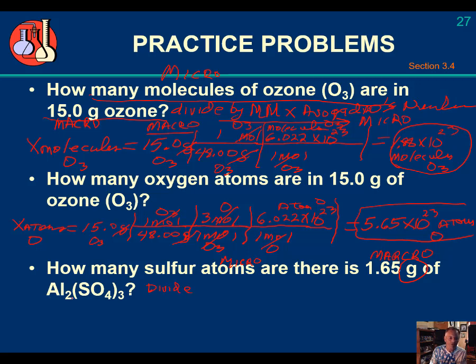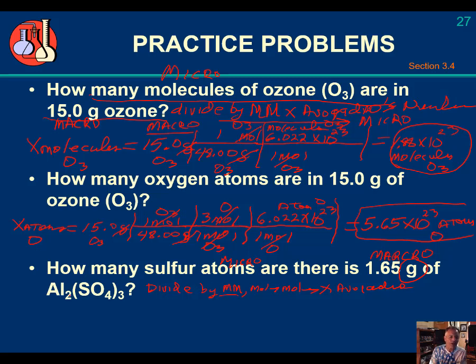Divide the 1.65 grams by the molar mass of aluminum sulfate. Then we're going to do a mole-to-mole ratio. Since we're talking about sulfur atoms, it's going to be 3 moles to 1 mole. It's going to be 1 mole of aluminum sulfate to 3 moles of sulfur. And so this will be a mole-to-mole ratio. And then what we're going to do is multiply times Avogadro's number. So that's our plan.